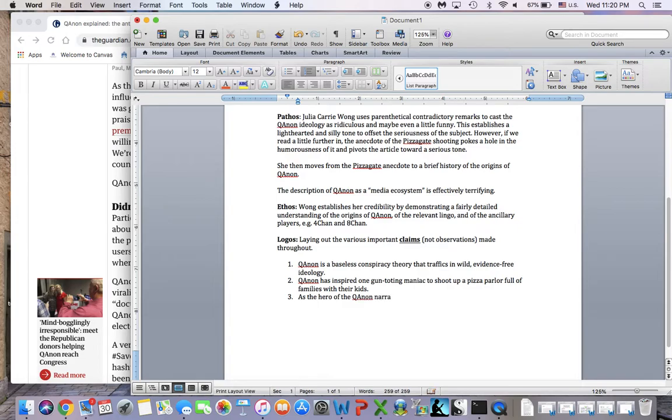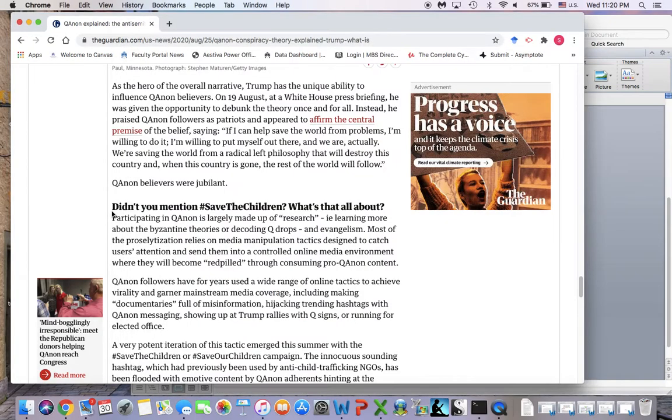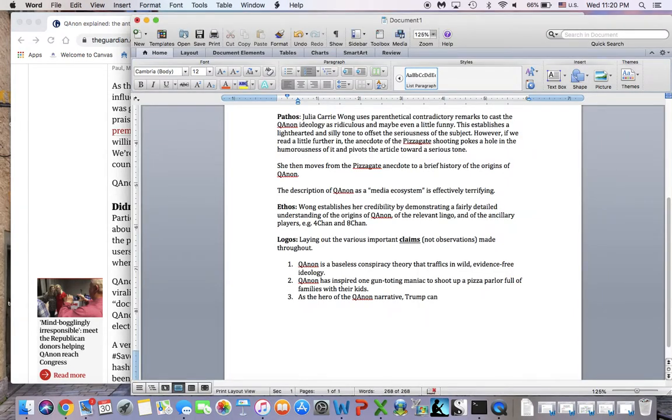QAnon narrative, Trump, oops, where's my T? There we go. Trump, how do they put it? Has the unique ability to influence, okay, Trump can influence QAnon believers for better or worse. Let's say has the potential to. Okay, there we go. So we've got 3 claims we can work with, and that's actually good.